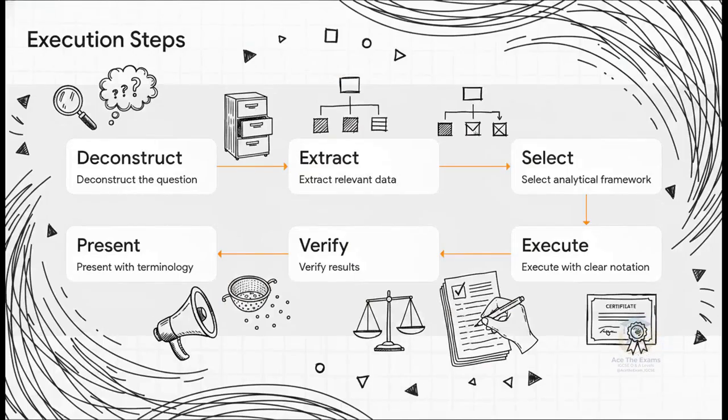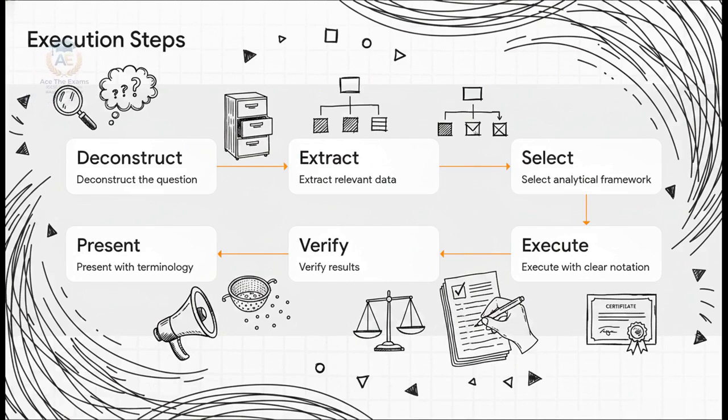So how do our scholars guarantee those method marks? You follow this exact 6-step procedural framework. Step 1. Deconstruct the question. Sam often gets lost here by jumping into conceptual arguments without reading the constraints. Step 2. Extract relevant data. Step 3. Select your analytical framework. Step 4. Execute with clear notation. Now, Alex usually skips right to this step, rushing the math without showing the work, which kills method marks.